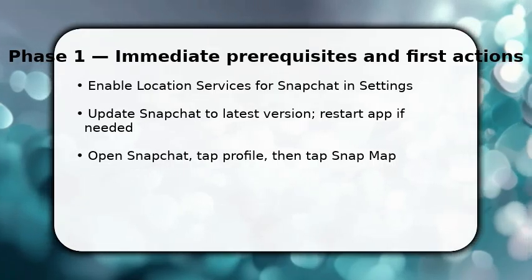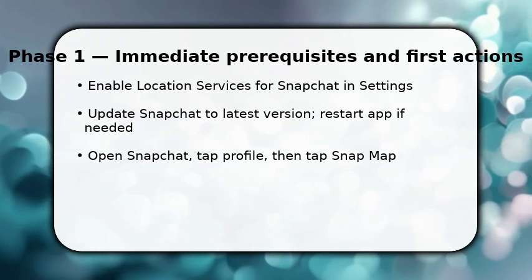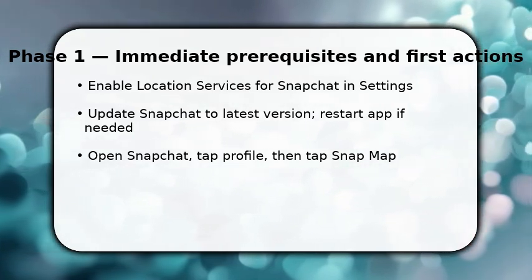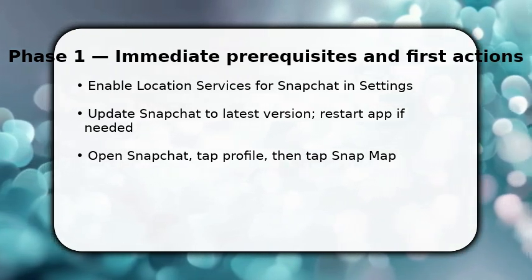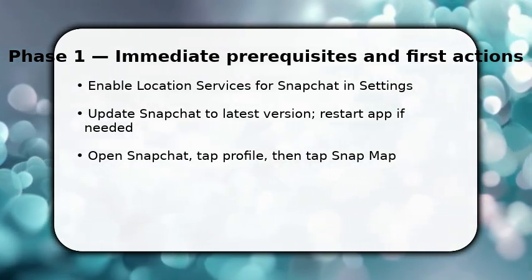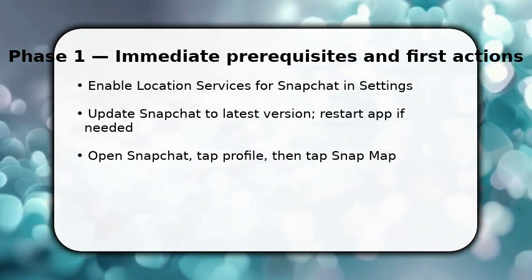You need location enabled and the app updated. This ensures accuracy and privacy controls work. First, go to your phone settings and turn on location services for Snapchat. Once done, update Snapchat from your store and restart it to load permissions.